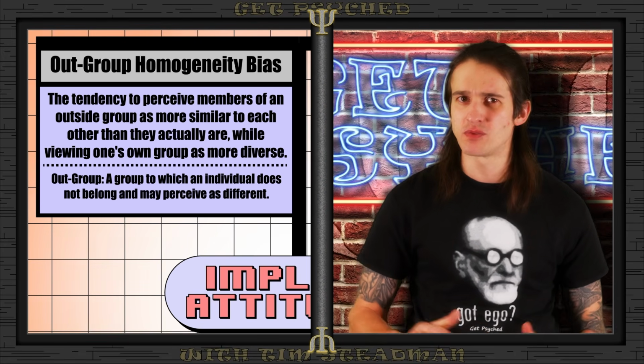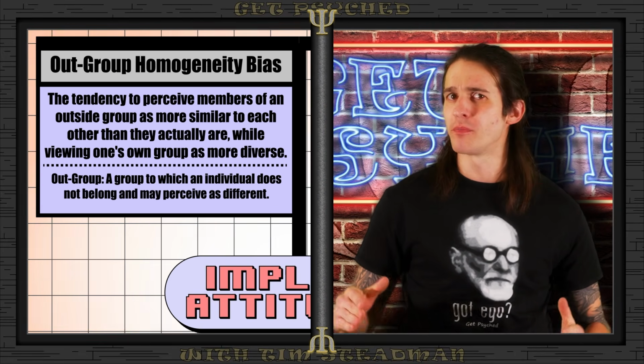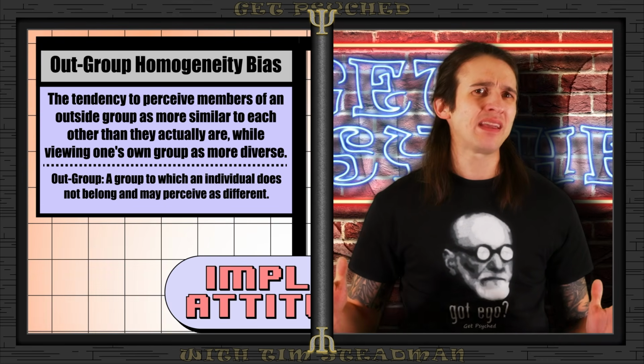Another mental shortcut to know about is the outgroup homogeneity bias. This is when we see members of an outgroup, who are people that aren't part of our group, as being all the same.